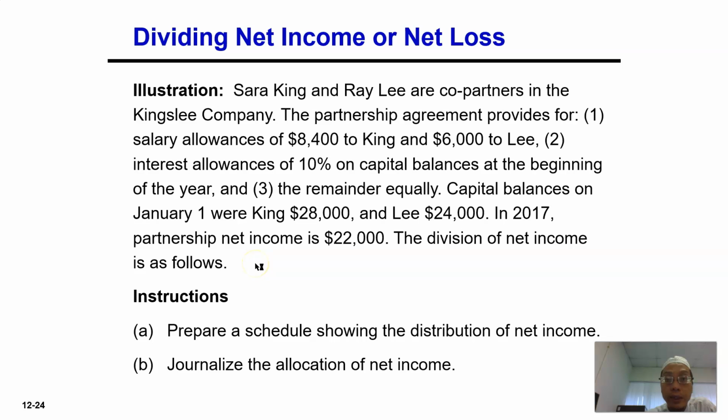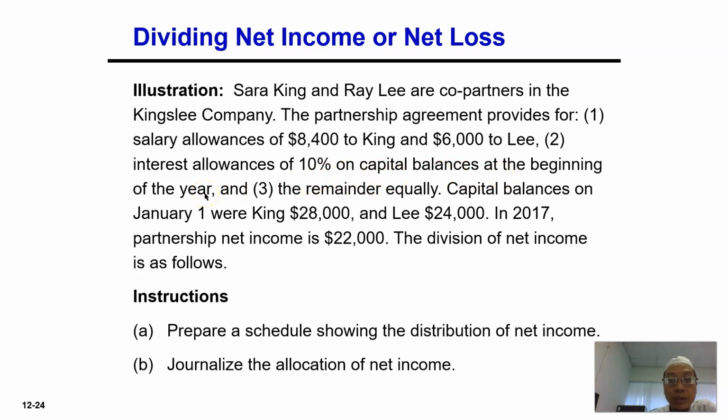Sarah King and Ray Lee are co-partners in the Kingsley Company. The partnership agreement provides for salary allowances of 8,400 to King and 6,000 to Lee. So firstly, in the partnership agreement, it is stated that King will get a salary of 8,400 and Lee will get a salary of 6,000. That is the first component, which is salary. Secondly, interest allowance of 10% on capital balances at the beginning of the year.